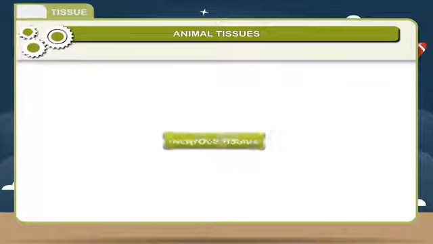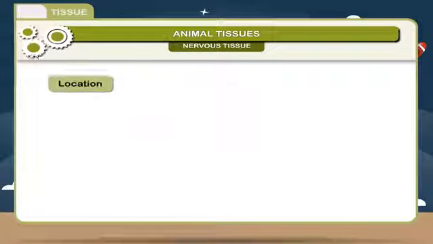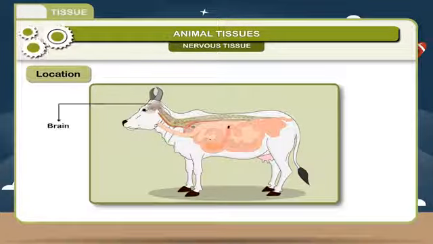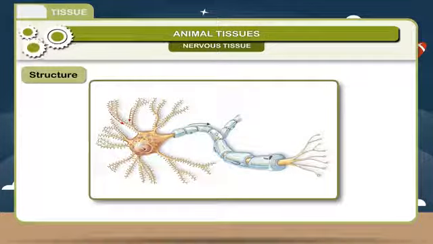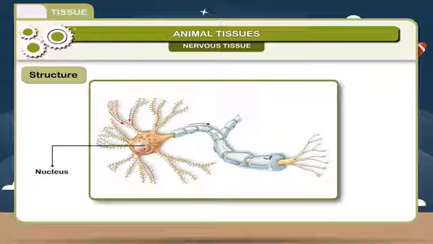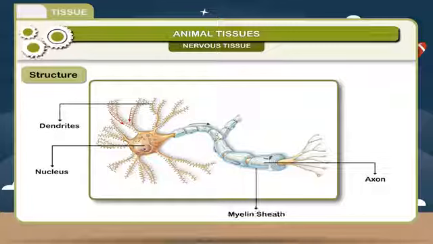Nervous tissue. Nervous tissue is composed of nerve cells called neurons. Location. Nerve cells are present in the brain and spinal cord. Structure. The main body of the neuron having the nucleus is the cell body, with branching dendrites and a long cytoplasmic structure called axon. The dendrites connect one neuron to another.